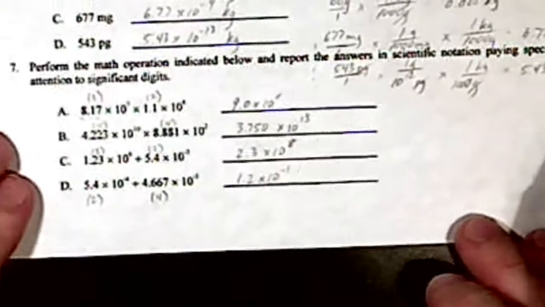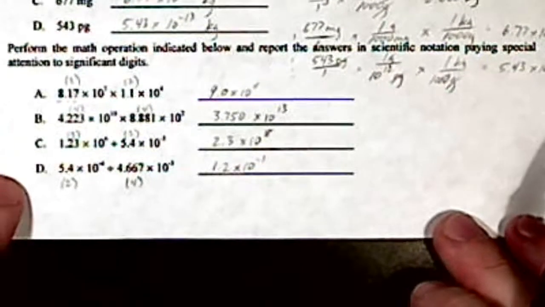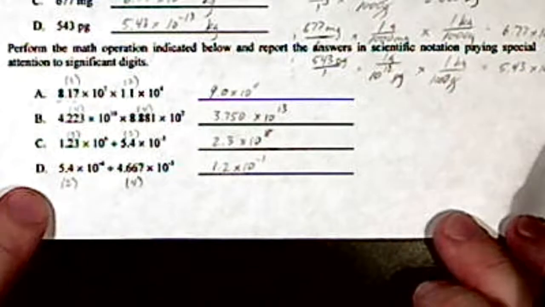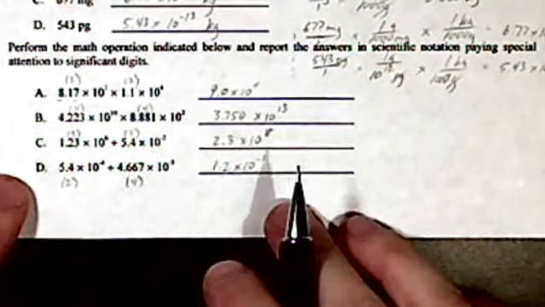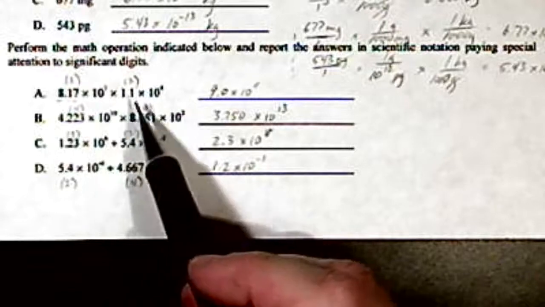Last one, perform the math operation on this sheet, I should say. Perform the math operation indicated below. Report the answer in scientific notation. 8.17 times 10 to the 7, that has 3 significant digits. Remember to use your double E, that second function, and the comma. It's not as important when you're multiplying these numbers, but it's extremely important when you're dividing them.